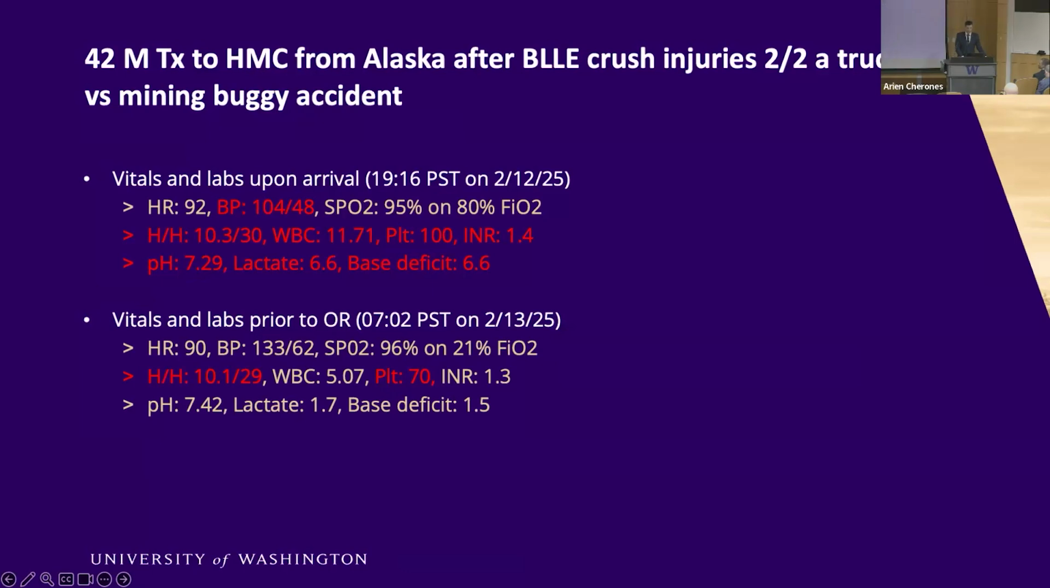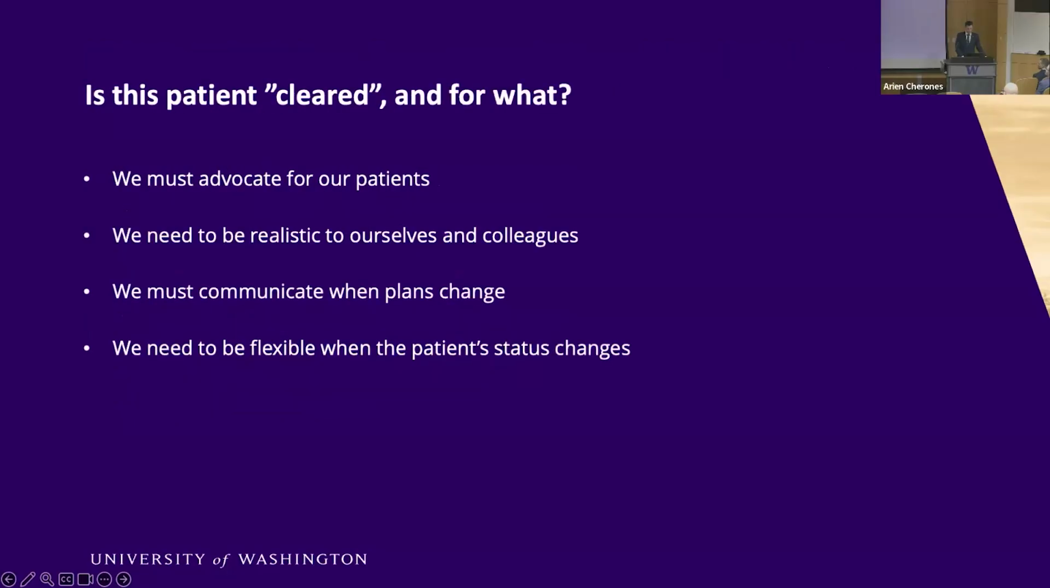when we're getting ready to go to the OR and we talked to the ICU, they felt that he was optimized and could go. His pH had corrected to 7.42, his lactate was down to 1.7, and his base deficit was down to 1.5. So per the early appropriate care pathway, this guy was fully resuscitated and ready. So that begs the question, is this patient cleared and for what?